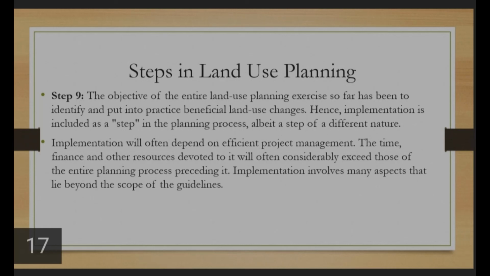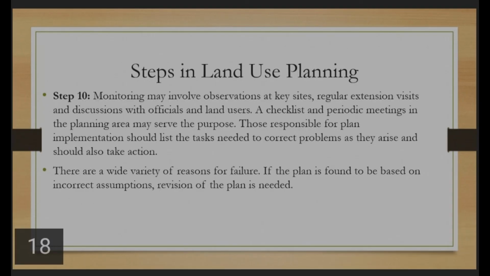And lastly, step 10. Monitor and revise the plan. Monitoring may involve observation at key sites, regular extension visits, and discussion with officials and land users. A checklist and periodic meetings in the planning area may serve the purpose.